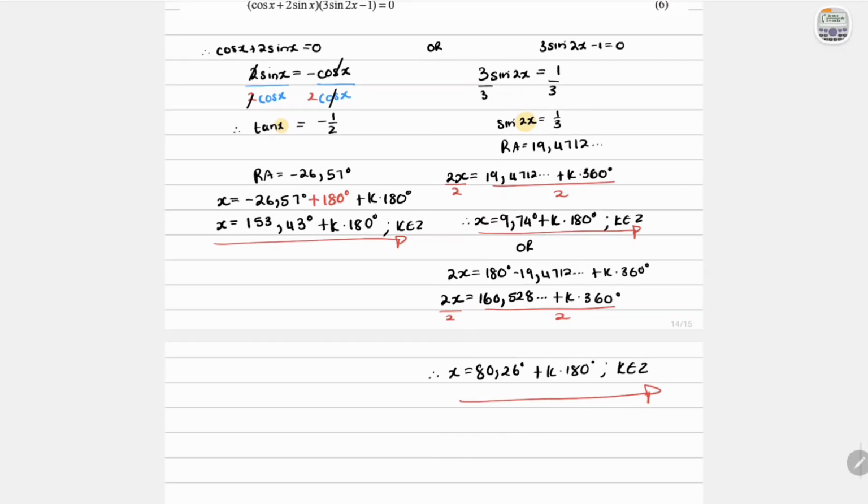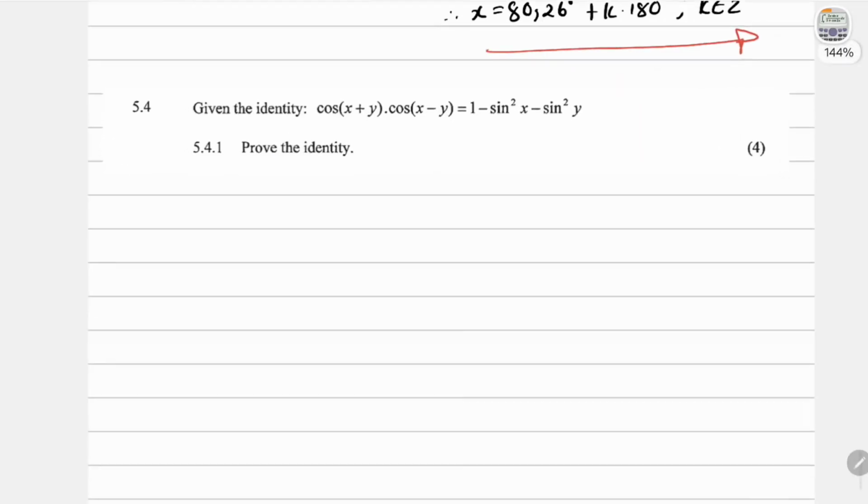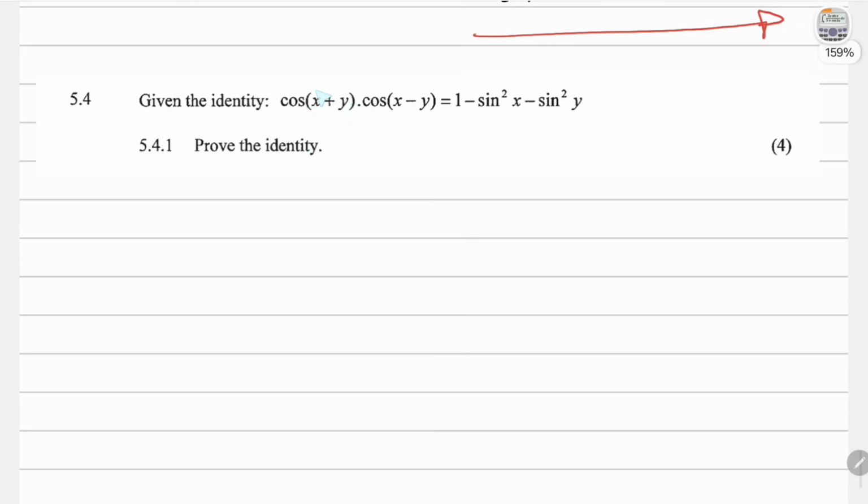Moving on to the next question. We are on 5.4, and it says, given the identity cos(x plus y) multiplied by cos(x minus y) is equal to 1 minus sine squared x minus sine squared y.